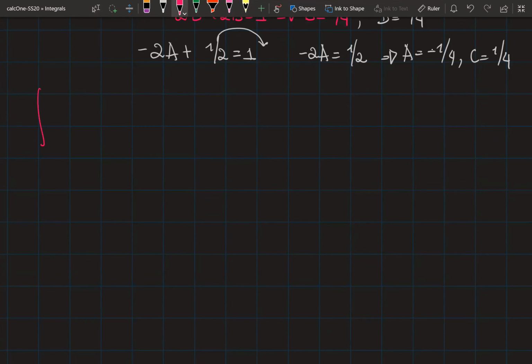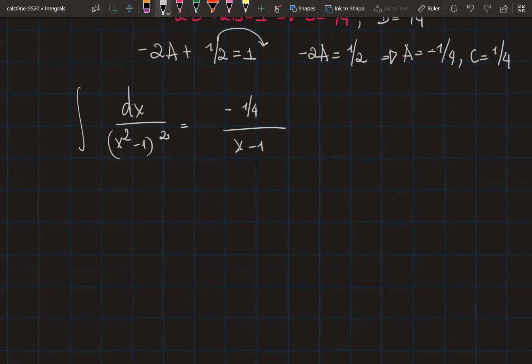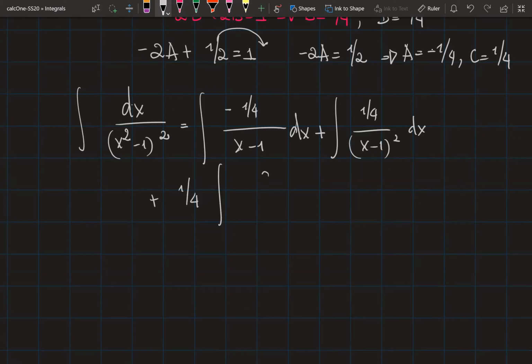So basically, this integral, dx over (x squared minus 1) squared, can be written as minus 1/4 times the integral of dx over (x minus 1), plus 1/4 times the integral of dx over (x minus 1) squared, plus 1/4 times the integral of dx over (x plus 1), plus 1/4 times the integral of dx over (x plus 1) squared. So we're going to integrate them.